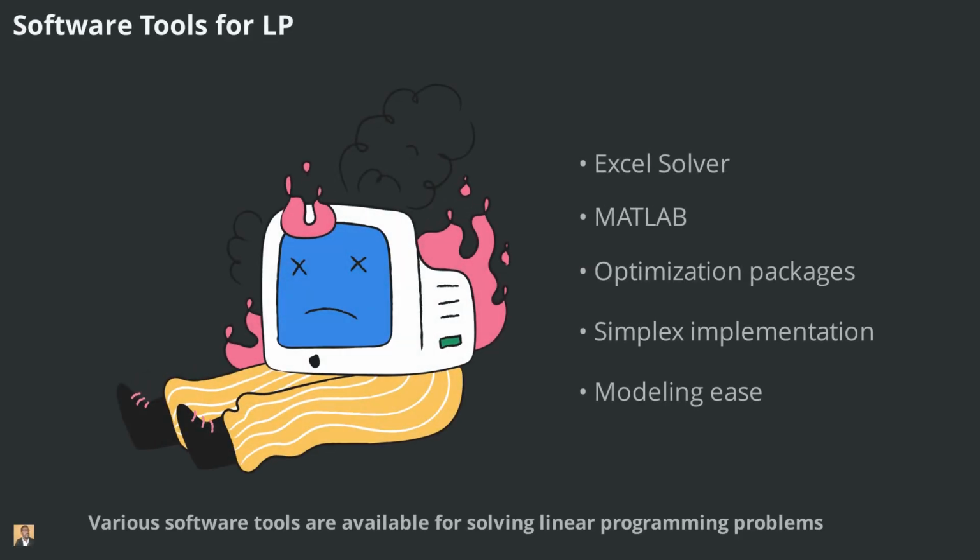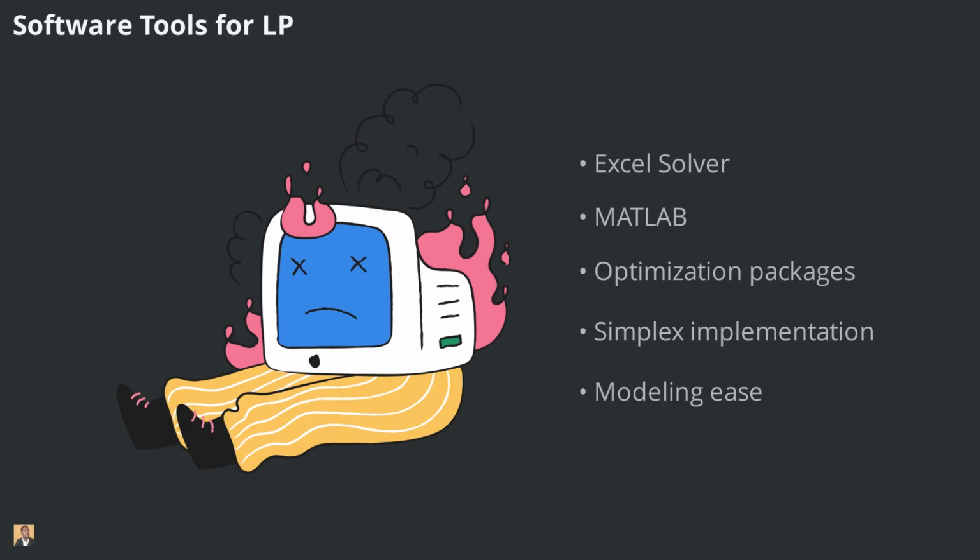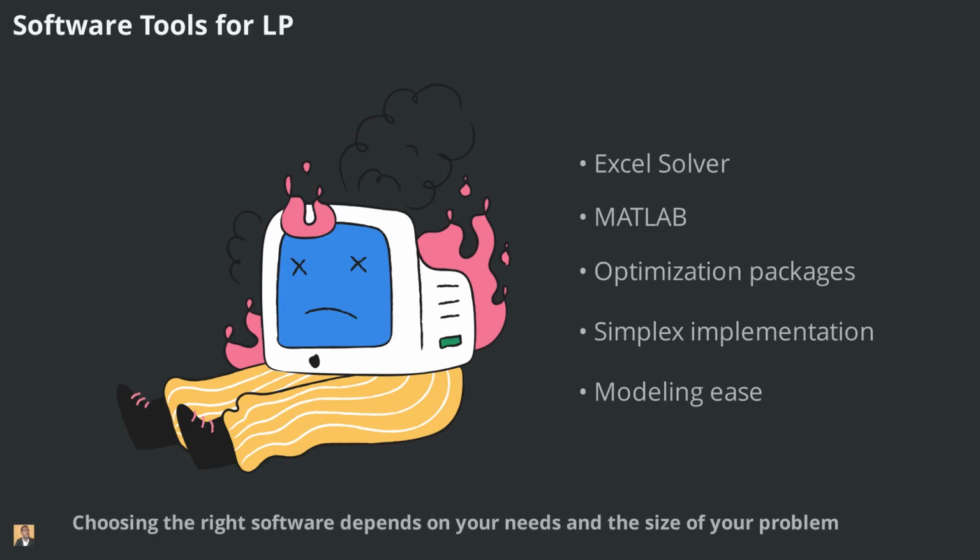Various software tools are available for solving linear programming problems, including Excel Solver, MATLAB, and specialized optimization packages. These tools implement the simplex method and other algorithms, making it easier to model and solve complex problems. Choosing the right software depends on your needs and the size of your problem.